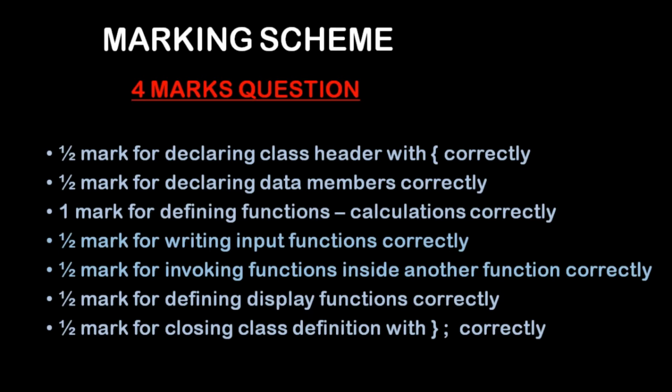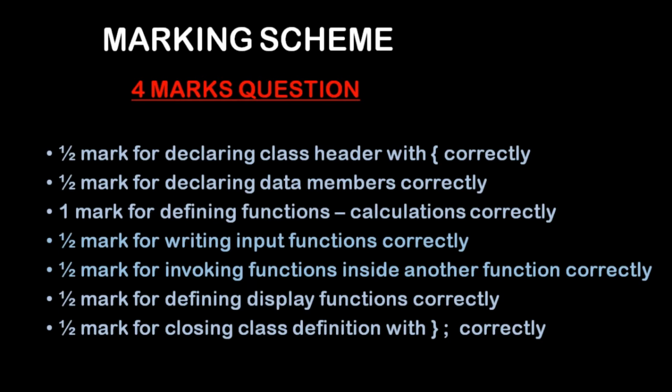Next half mark for invoking the function inside another function correctly. Suppose the calculation is written separately, we have to call that by passing the input. So inside the input function, we may call the function. So don't forget to give that, because that carries half a mark. Next half mark is allotted for defining the display function correctly. We are producing the result here. So that carries half mark.